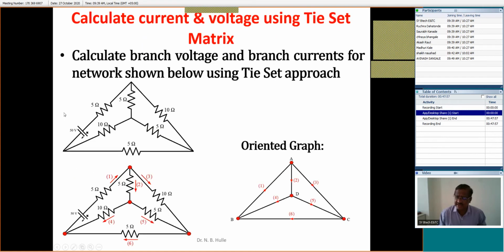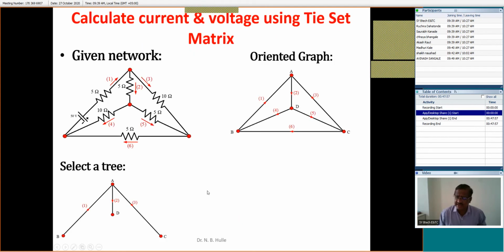Here, this is the graph for the given network, and this is the oriented graph which we have prepared. For this prepared graph, select any one tree. If your tree is different, your solution will be different. Your answer will be different, right? In this case, I have selected this as a tree.